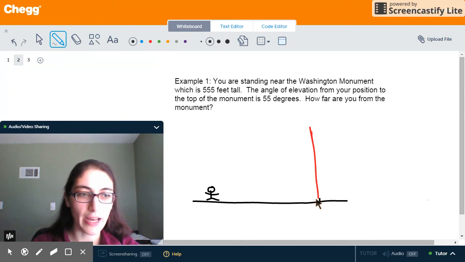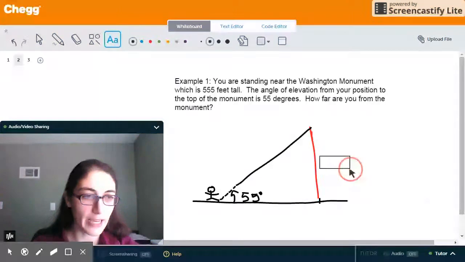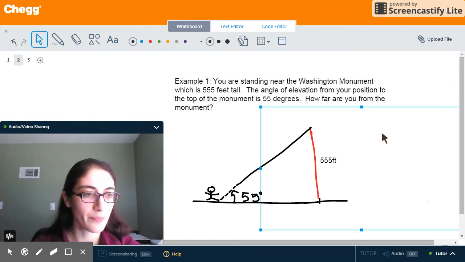So I have that the angle of elevation from your position, that's going up this way. Remember, if angle of elevation was 0, it would be flat with the ground. So I'm going to start measuring coming up from the ground. My angle of elevation is right there, 55 degrees. Now I have that the height of the tower is 555. So I can label over here that I have 555 feet as the height of the tower.